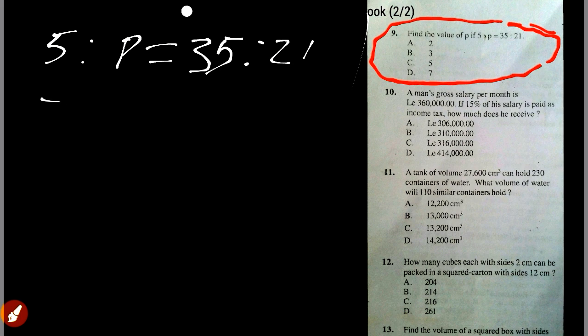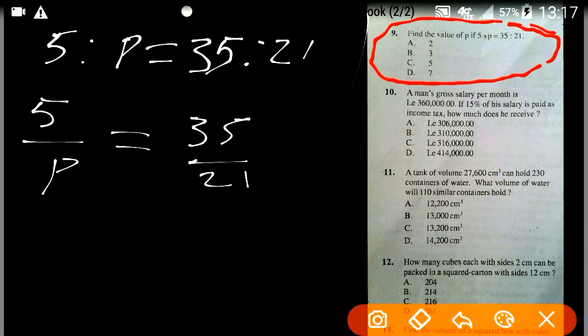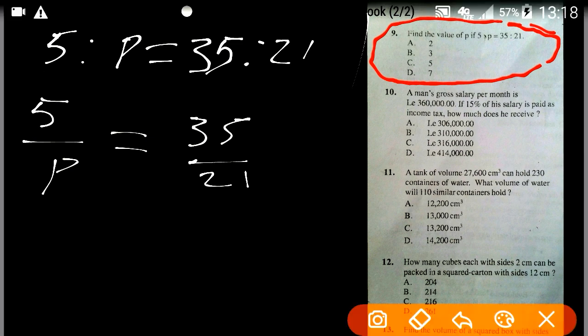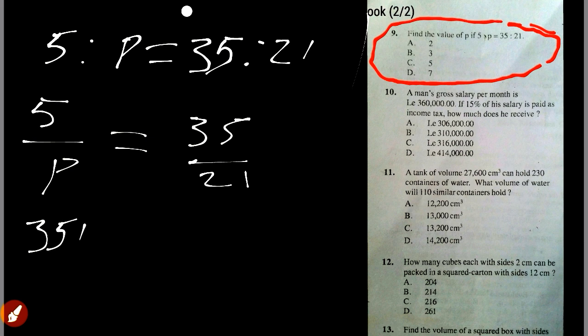So this is a ratio problem. So 5 over p must be equal to 35 over 21. You need to know that "is to" here means this division line. Okay, so whenever you have a problem like this, what you need to do is to cross multiply this, and this multiply this. So therefore we are going to say 35p is equal to 5 times 21.